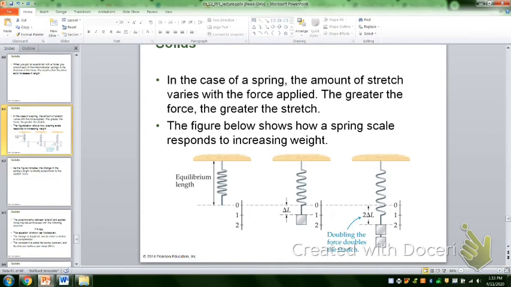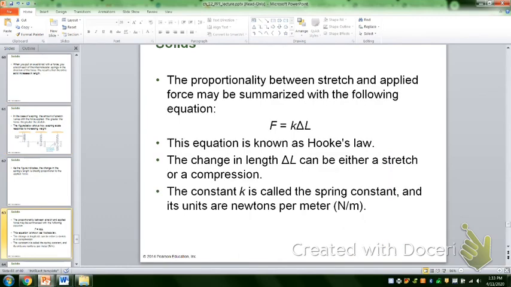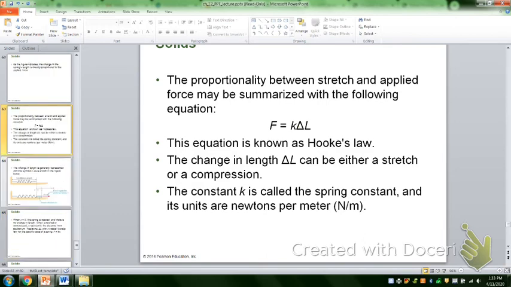Just to refresh your memory on Hooke's law, they've written it a little differently here, but the force is equal to the spring constant times the length that it's being stretched or compressed. So instead of using an X here, they're using the change in L, in other words, the change in length. But it means exactly the same thing as it did before.